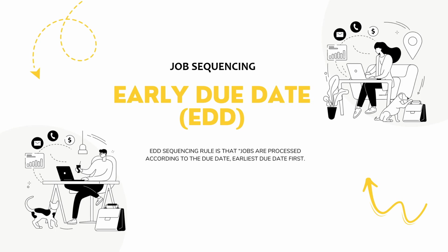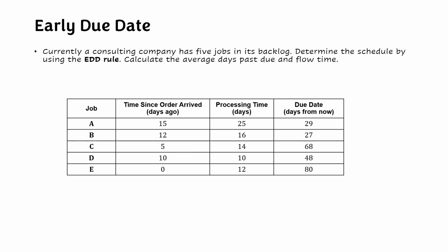Hello students, in this video we will discuss how to sequence jobs at a workstation using the early due date rule. As per the early due date rule, jobs are processed according to their due dates. So our attention will be on this due date column. Now we have 5 jobs in this problem and we are required to sequence these jobs according to due date, and we will go with the early due date rule.